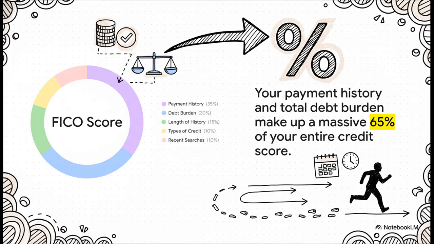And just look at this. For your typical credit score, your payment history, literally just paying your bills on time, and how much debt you're carrying, that makes up a whopping 65% of the whole score. It really shows you that when it comes to individuals, your past behavior is seen as the number one predictor of what you'll do in the future.